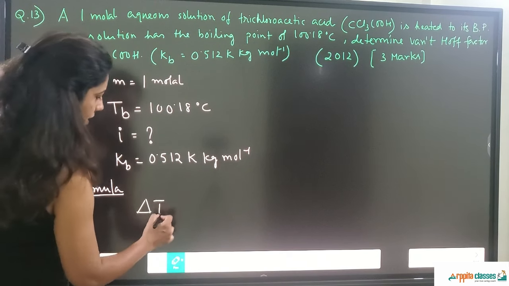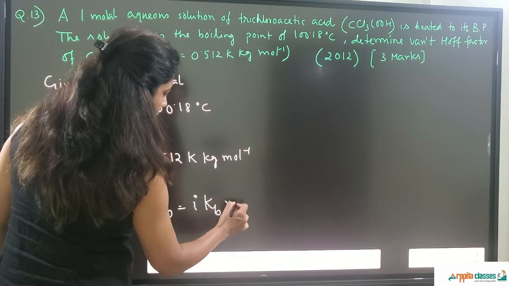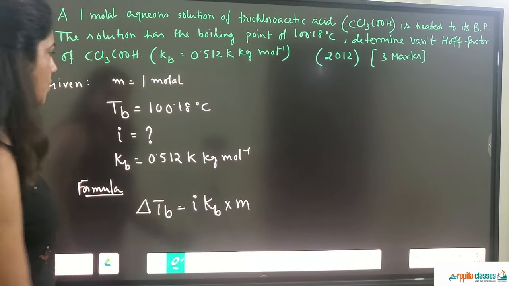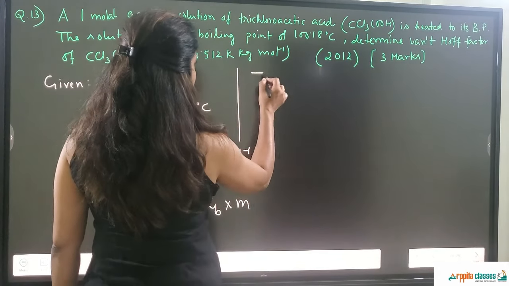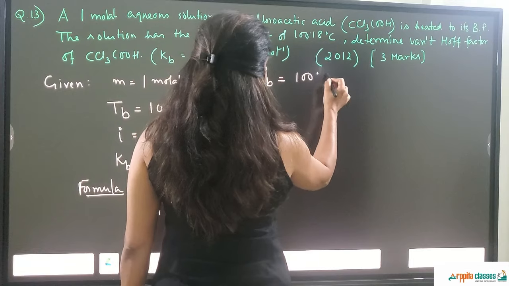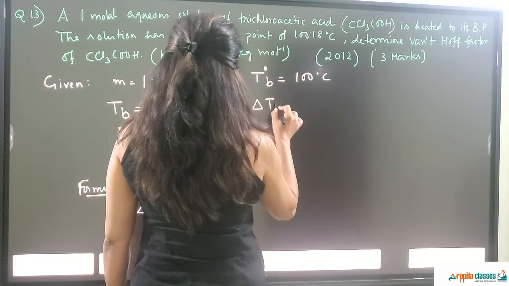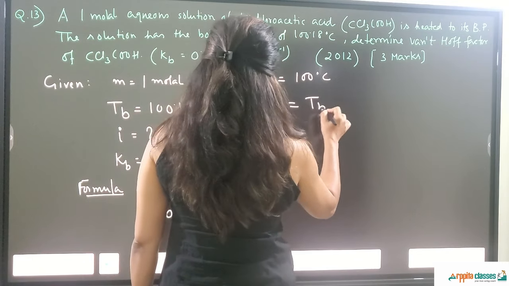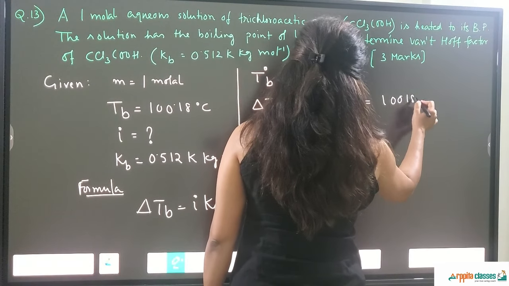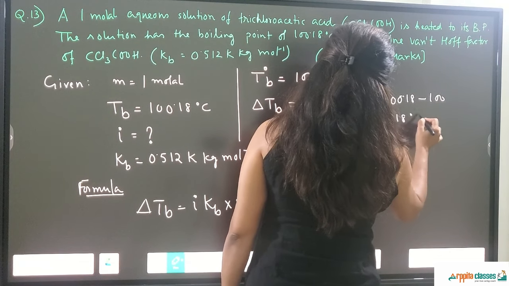So we'll use the formula over here, that is delta Tb is equal to i into Kb into m. This formula we are going to use. It's an aqueous solution, so here T naught b, that is the boiling point of water, will be equal to 100 degrees Celsius. So delta Tb will be equal to Tb minus T naught b. So that is 100.18 degrees minus 100. That will give you 0.18 degrees Celsius.